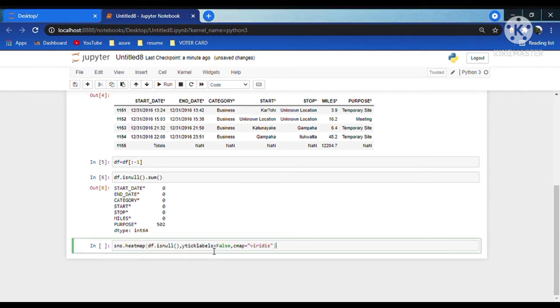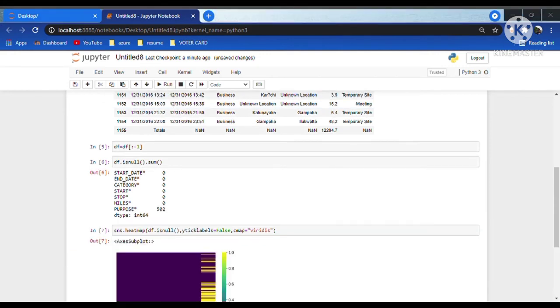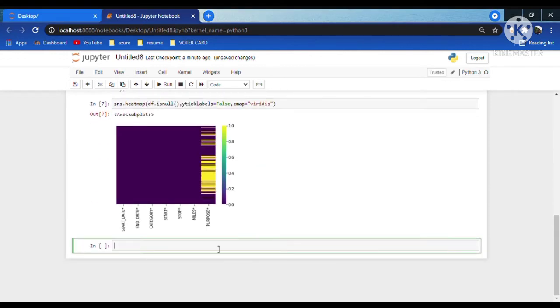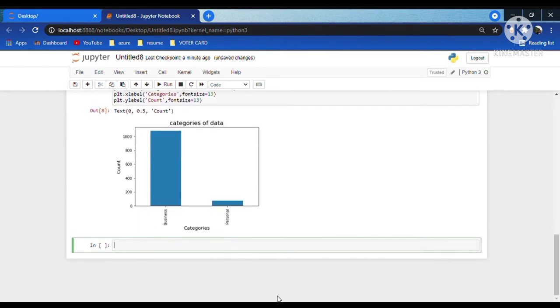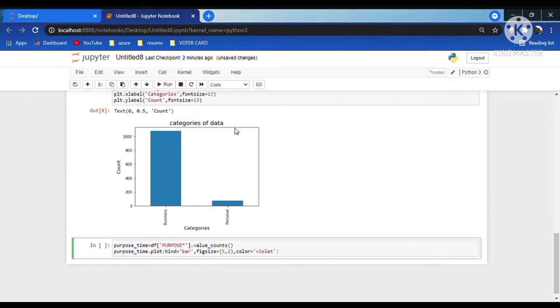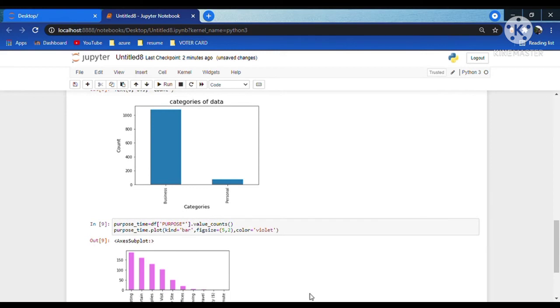The graph that we are extracting now is for the number of cabs versus the purposes that our cabs are used for. This graph will show the number of purposes, and the next graph shows the purposes, business purposes and personal purposes, and the number of cabs that are used for those purposes.